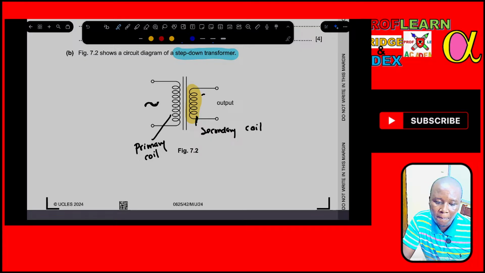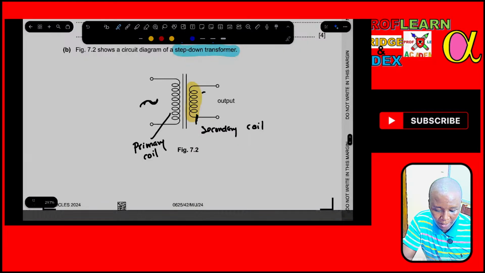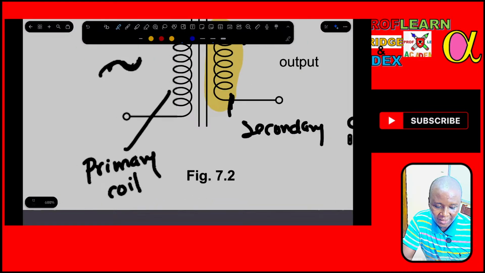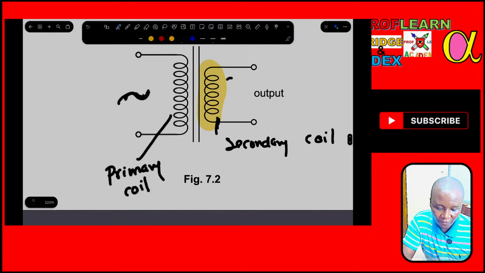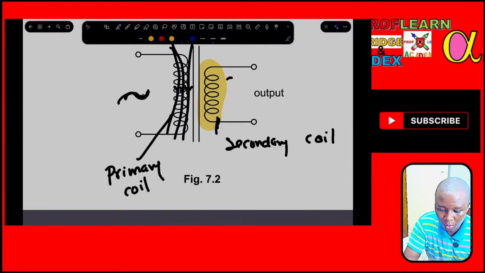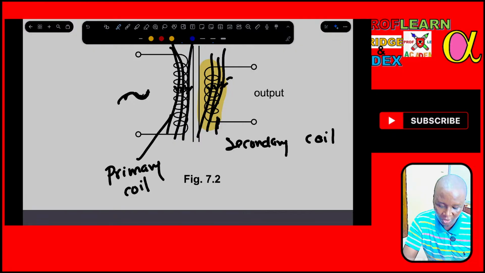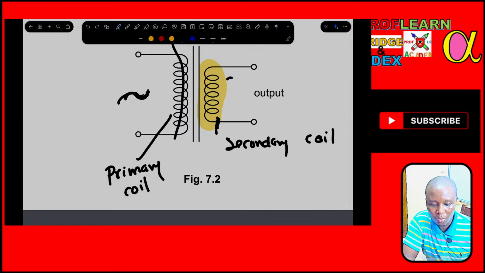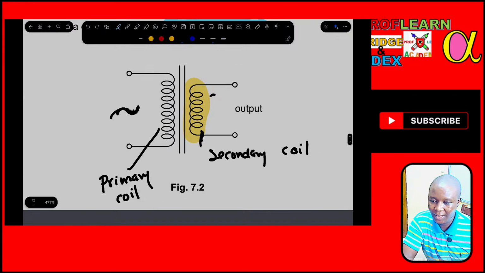Get me right. When alternating current flows through the primary coil, it means that changing magnetic fields will be created around this primary coil. This changing magnetic field will cut through the secondary coil, and when they cut through the secondary coil, an EMF is going to be induced in the secondary coil through electromagnetic induction.